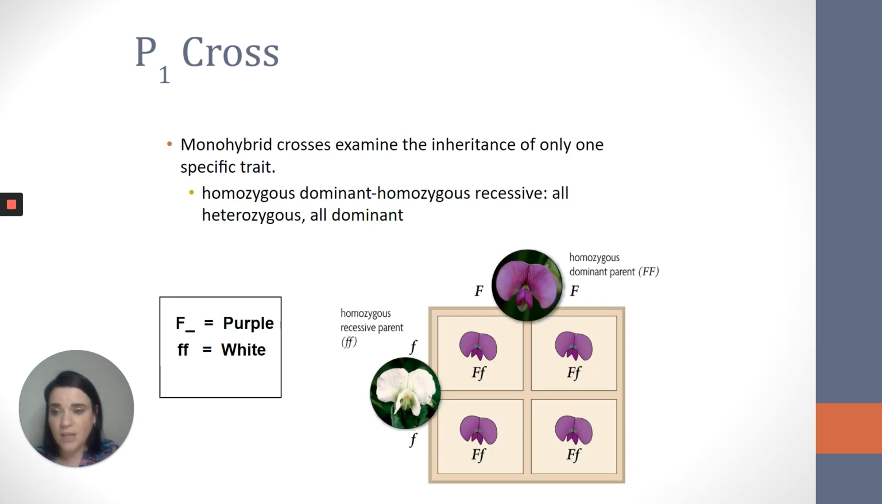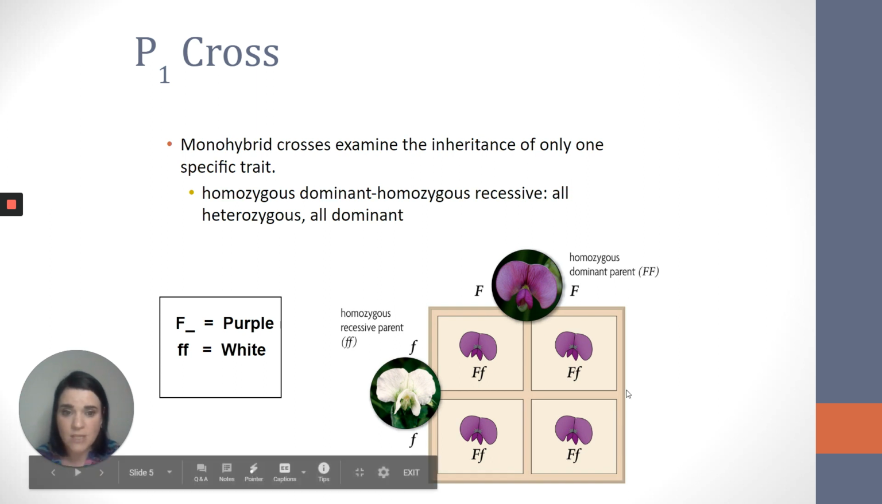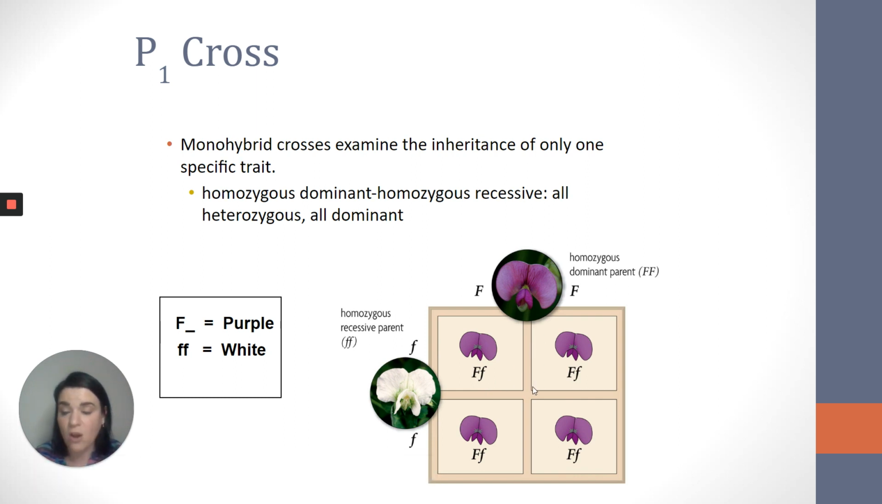So this is just, again, reviewing what I just said. The P1, this would be pure parents. So again, homozygous parents: you have homozygous dominant and homozygous recessive. All of the children of this cross are going to be heterozygous, and they're all going to have that same phenotype. They all have the same physical characteristics. They're all going to look the same, okay?